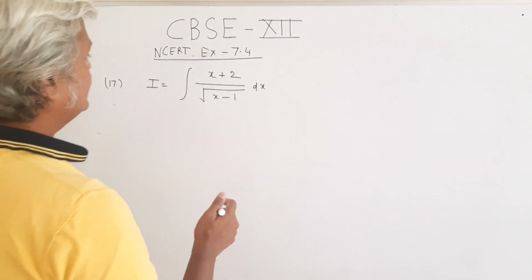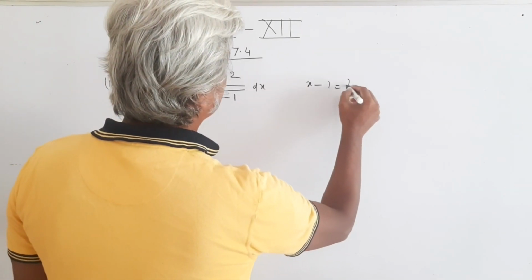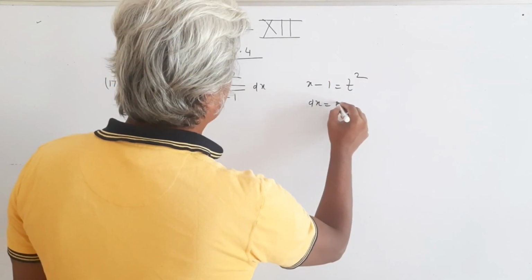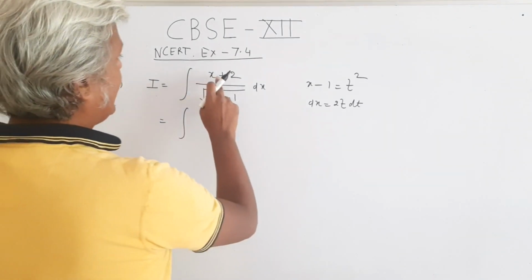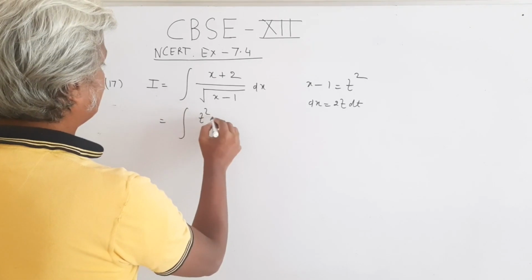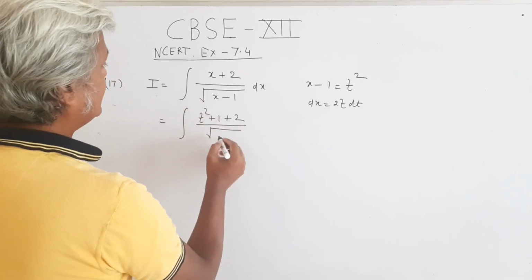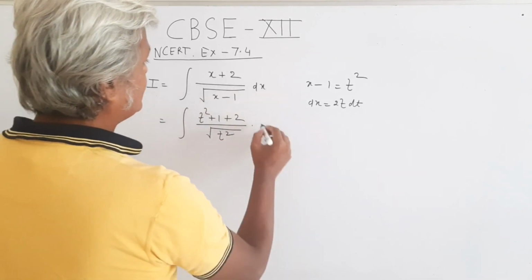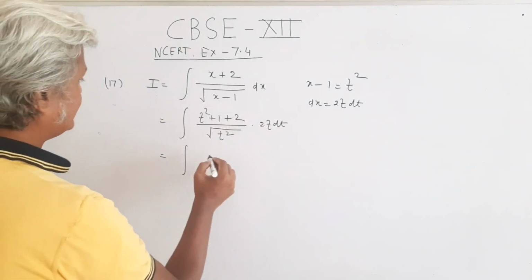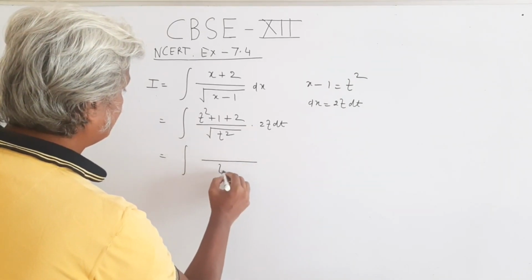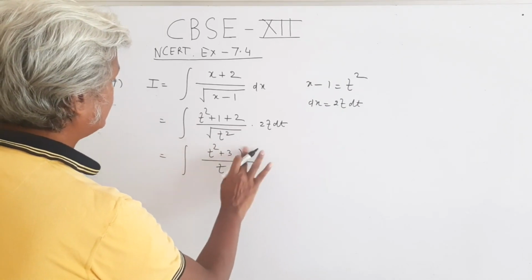So I can say that if I take x minus 1 as t square, then I get dx as 2t dt. So x is t square plus 1. So this becomes t square plus 1 plus 2, over under root t square, and in place of dx you write 2t dt. This is t square plus 3 times 2t.